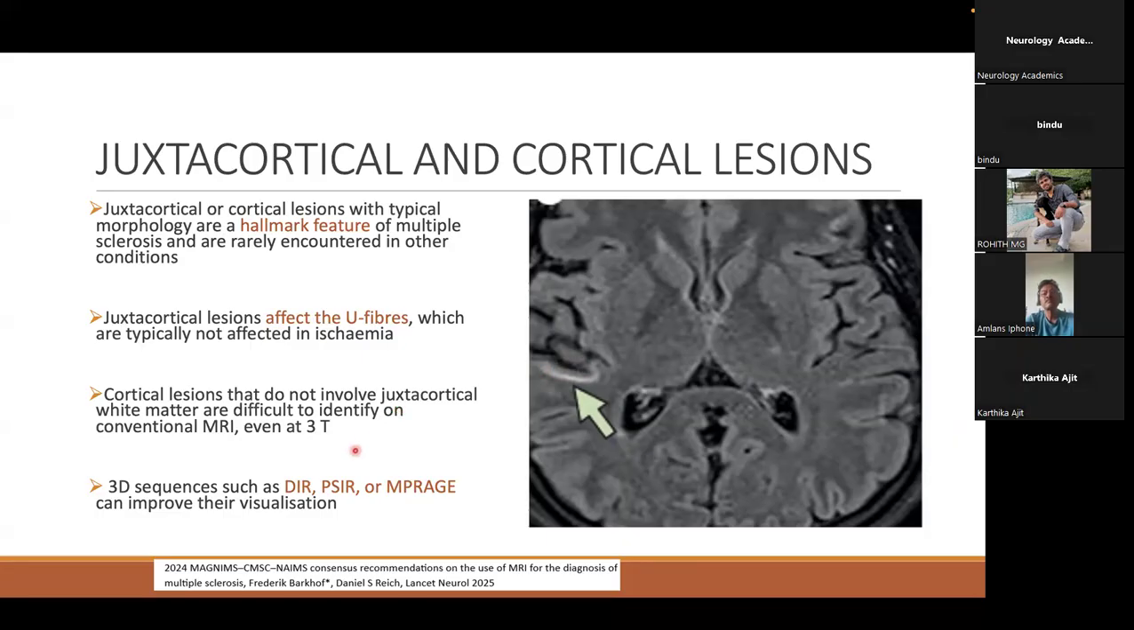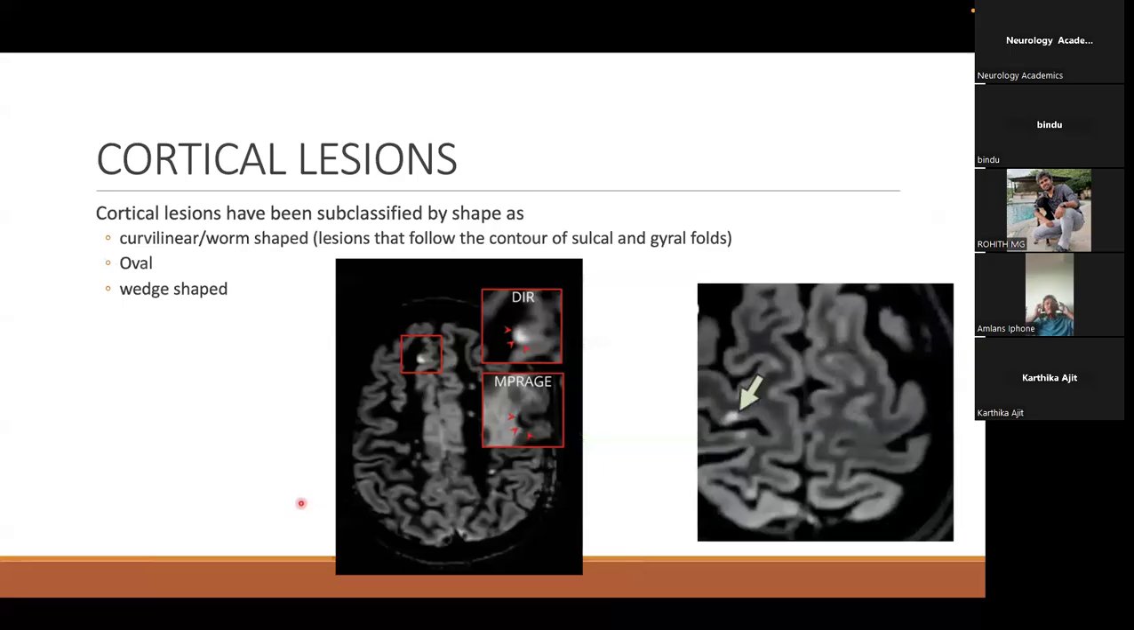And cortical lesions that do not involve the juxtacortical white matter are difficult to see on FLAIR images. So other 3D sequences can be used to visualize these intracortical lesions, that is DIR, PSIR, or MP-RAGE sequences. But this does not come under the MS MRI protocol. But DIR sequences are used in our center if we want to see cortical lesions. So these are the cortical lesions. They can be curvilinear or worm-shaped lesions, or oval lesions, or wedge-shaped lesions.